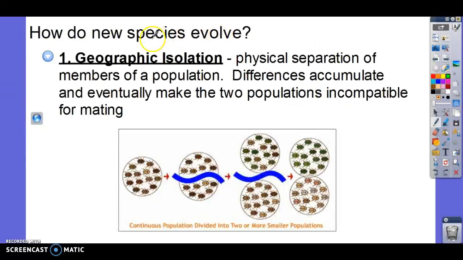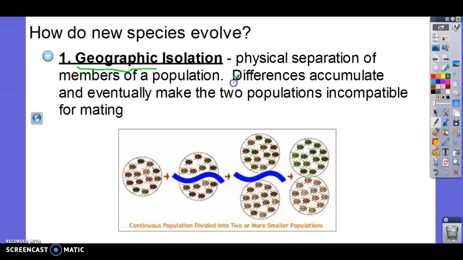Now, how do new species evolve? There are lots of different ways. We're going to talk about two of them. The first way is called geographic isolation. What does the word geographic mean? Geographic means like location or place, right? So this happens when one population gets separated into two different places. So physical separation of members of a population.